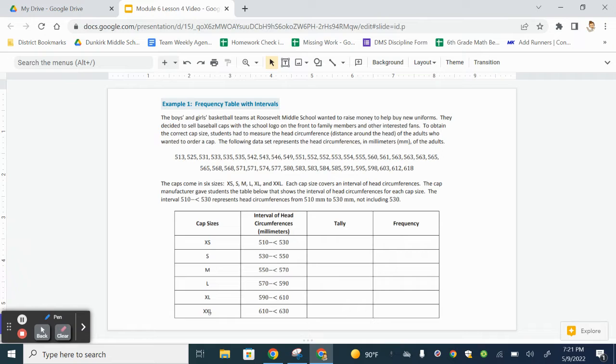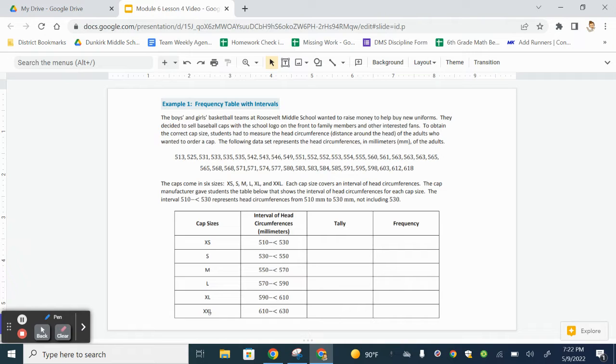The boys and girls basketball team at Roosevelt Middle School wanted to raise money to help buy new uniforms. They decided to sell baseball caps with the logo on the front to family members and other interested fans. To obtain the correct cap size, which is another word for hat, students had to measure the head circumference, which is the distance around the head. So, in other words, they took a tape measure and they measured how big somebody's skull was.